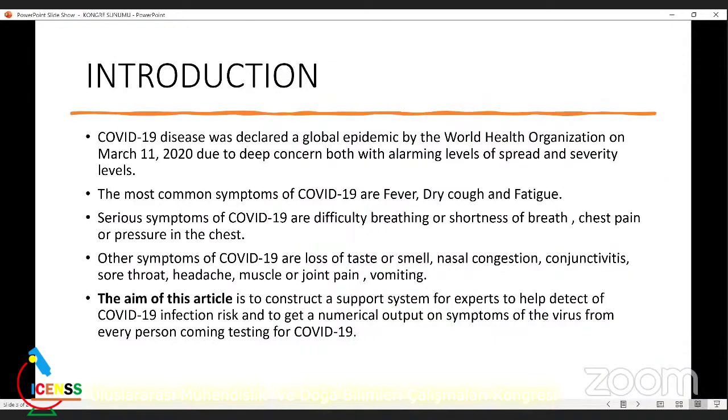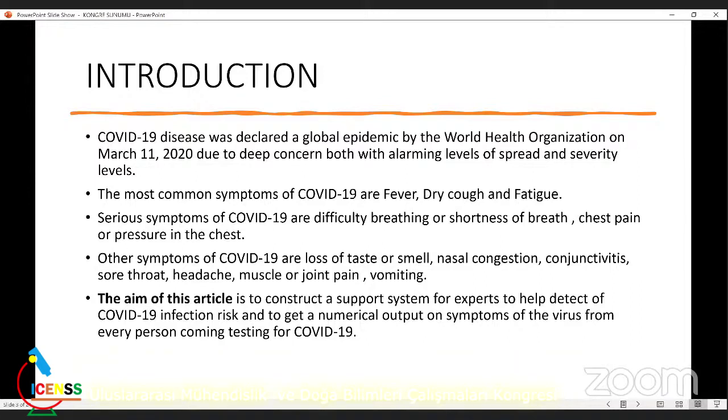COVID-19 disease was declared a global epidemic by the World Health Organization on March 11, 2020 due to deep concern with alarming levels of spread and severity. The most common symptoms of COVID-19 detected in confirmed cases are fever, dry cough, and fatigue. Serious symptoms are difficulty breathing or shortness of breath, chest pain or pressure in the chest. Other symptoms are loss of taste or smell, nasal congestion, conjunctivitis, also known as red eyes, sore throat, headache, muscle or joint pain, and vomiting.